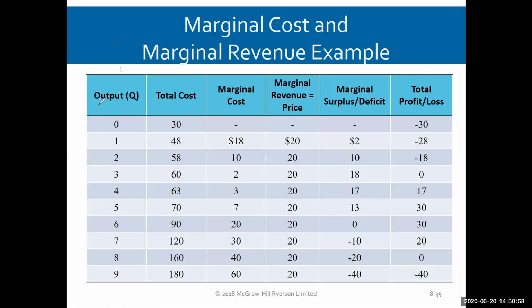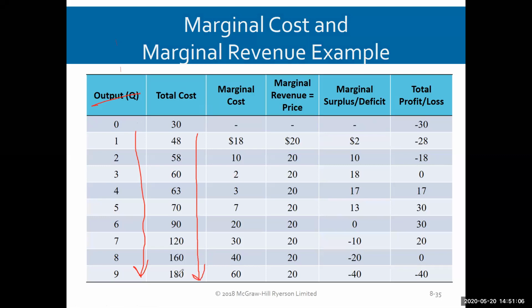Let's start with output though. There's our output, and we see we've got output ranging from 0 to 9, and they're giving us a total cost ranging from 30 to 180, for example, for an output of 9. And the marginal cost, we have to remember that that's just the change in total cost divided by the change in quantity. So here, the change in total cost from 30 to 48, well, that's 18. The change in output from 0 to 1, that's 1. So 18 divided by 1, well, that's 18.